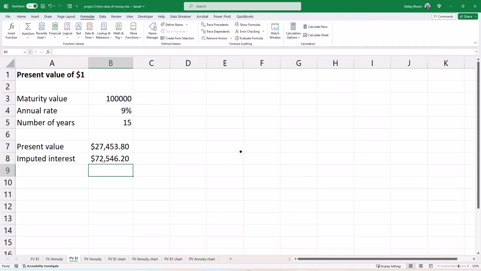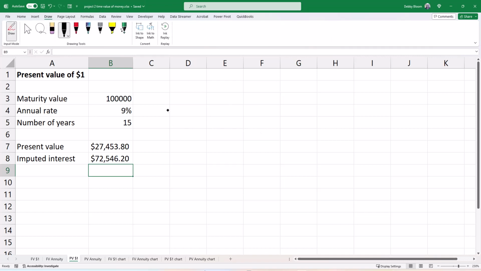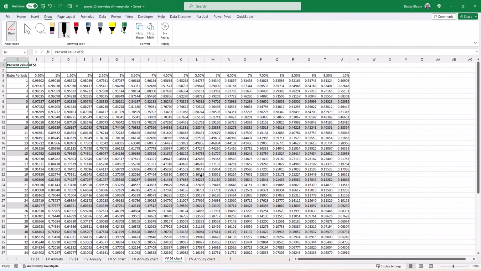If we're going to solve this problem using the interest charts, once again, we need to calculate our I. In this case, our I is just going to be 9% divided by 1, because there's no mention of compounding. The only one we can assume is annual. Our N is 15 years. And this time we're going to use the present value of $1 chart. So I'm going to go to my present value of $1 chart, 9% column, 15 period row. It looks like the factor is 0.27454.